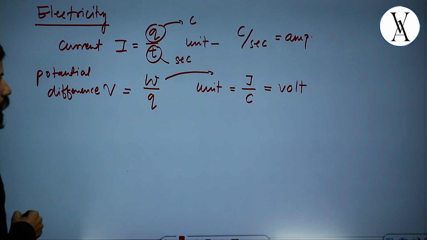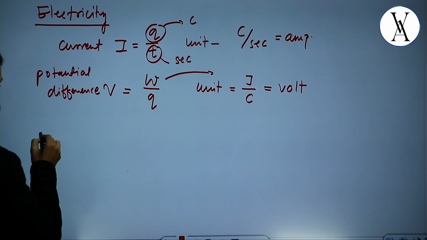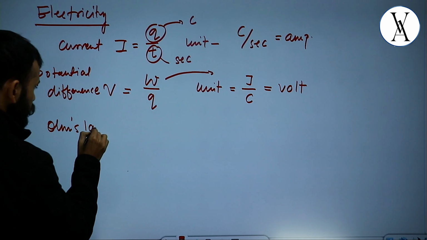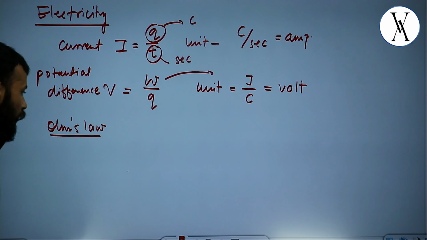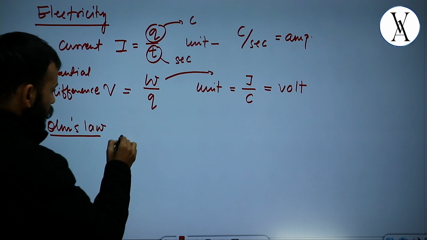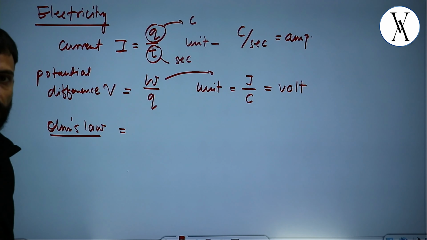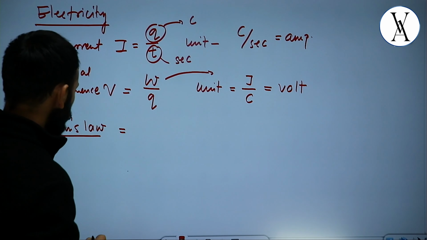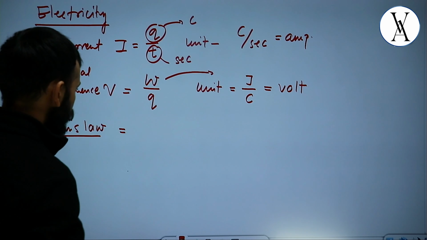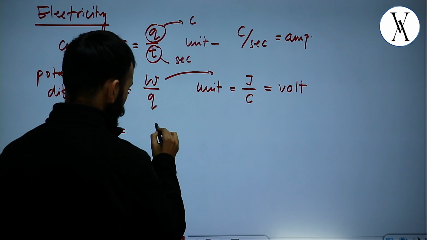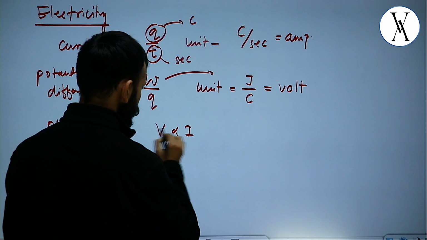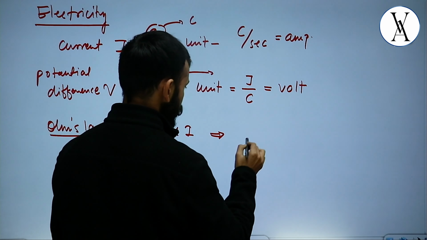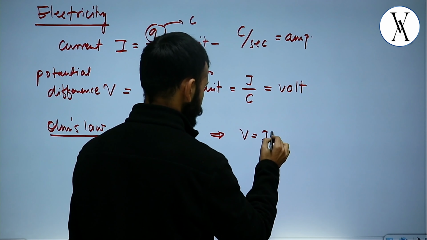After that, in this chapter, we talk about Ohm's law. Ohm's law is defined as: if all the physical conditions like temperature and material are constant, then our potential is directly proportional to current. Further, it can be written as V is equal to IR.